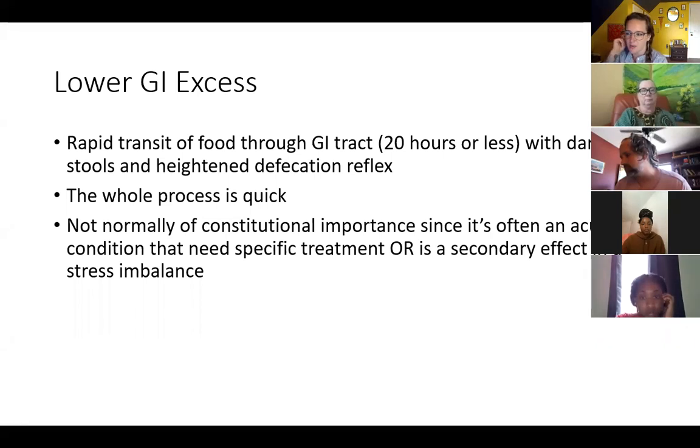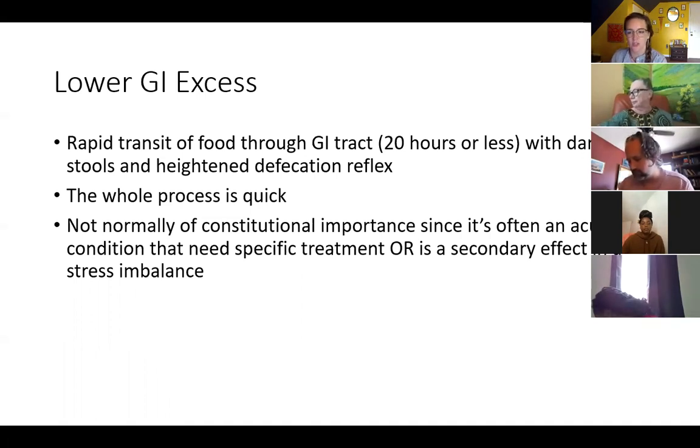But I think that's kind of normal when you get your metabolism up anyway. But so not normally of constitutional importance, since it's an acute condition and needs specific treatment, or it's a secondary effect in a stress imbalance. And it can definitely be a stress response as well. Food not staying in the system for very long can be stress related. And so can all of the things that we were just talking about, those can be stress related too. So he says it's not of constitutional importance.